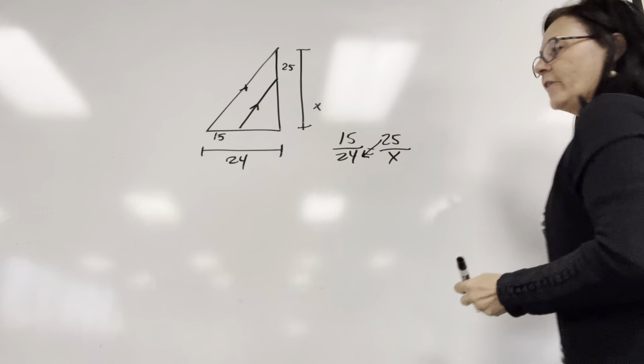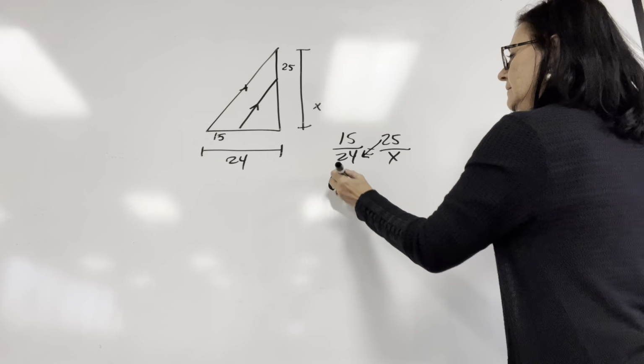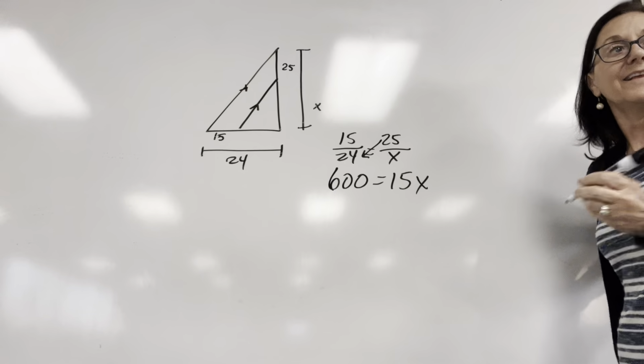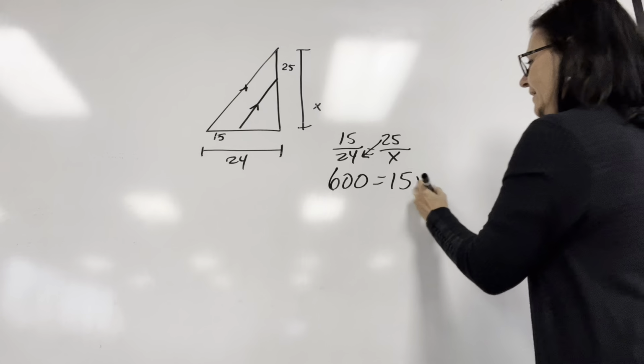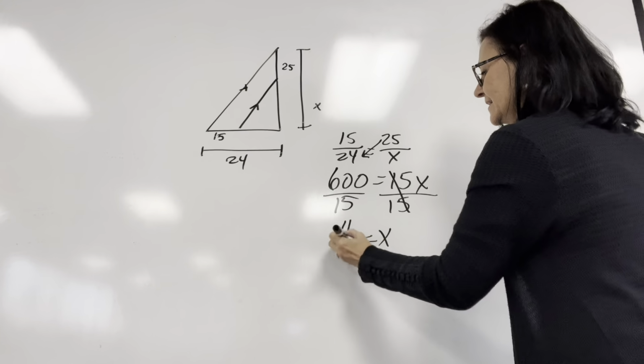All right, what's 25 times 24? 600. Is it 600 equals 15x? And then you already figured out it's 40, right? Divided by 15, y'all are too fast. X is 40.